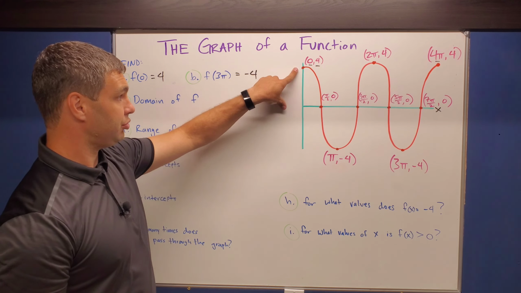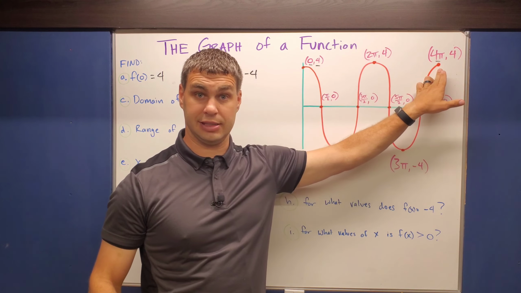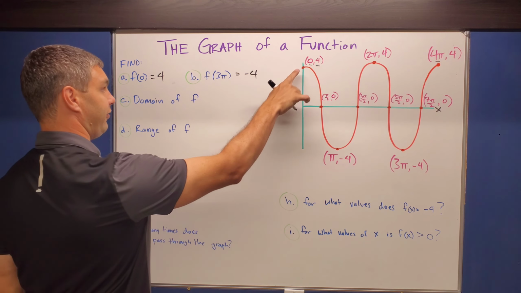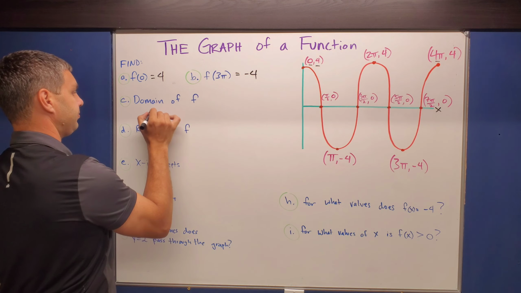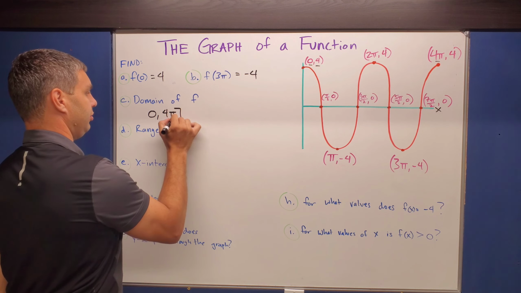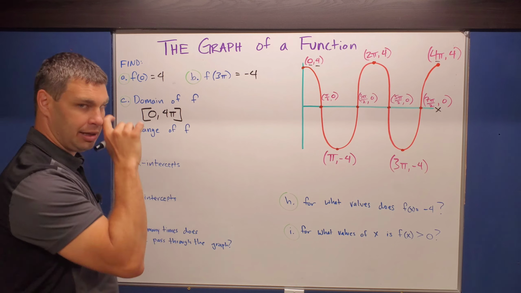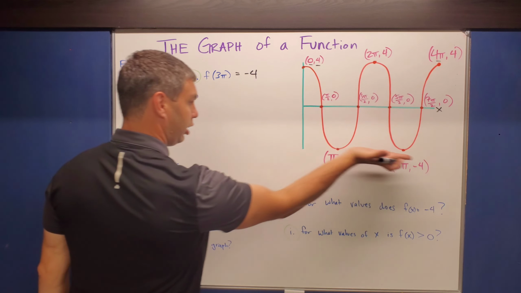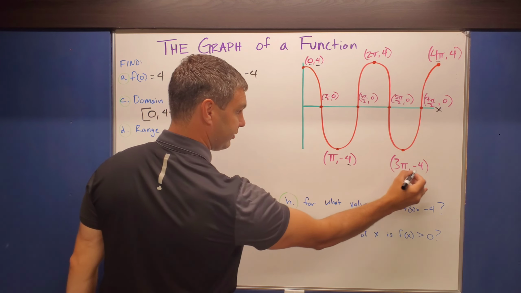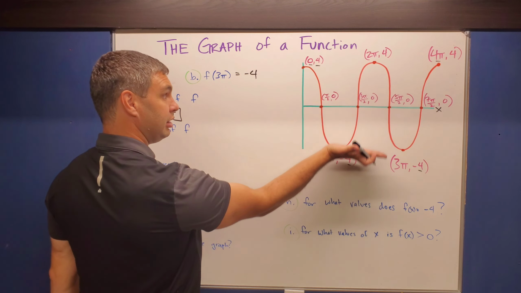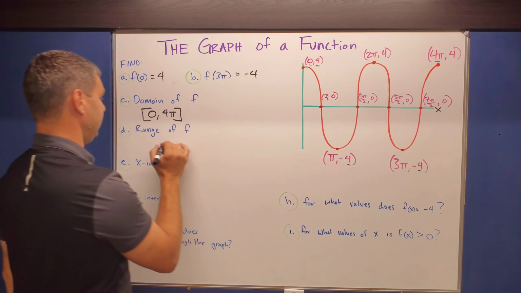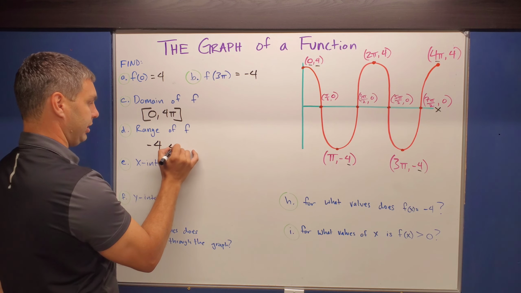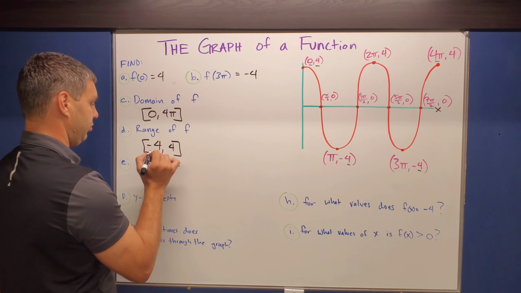Now, are those closed dots? Yes, they are, so they are included, therefore they get brackets, not parentheses. So I'm going to say from 0 to 4 pi is the domain of f. Okay, same thing, the range is going to be from the bottom to the top. Here the lowest y value, we have a -4, another -4, so -4 to +4. They both get brackets again because they're included.